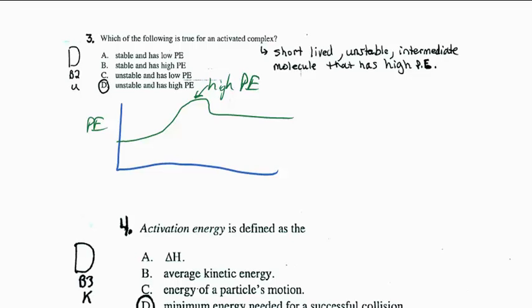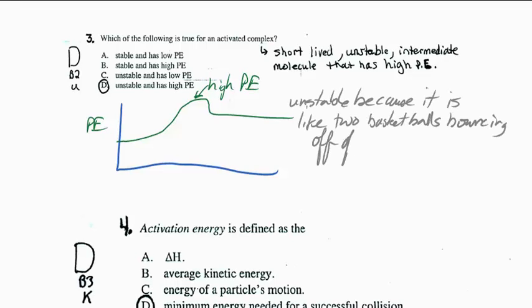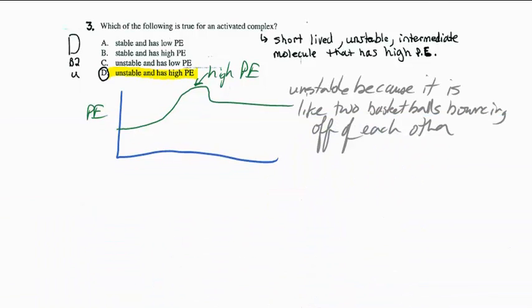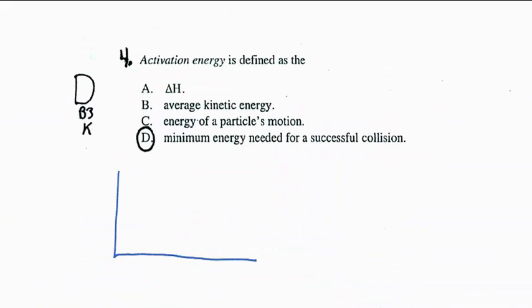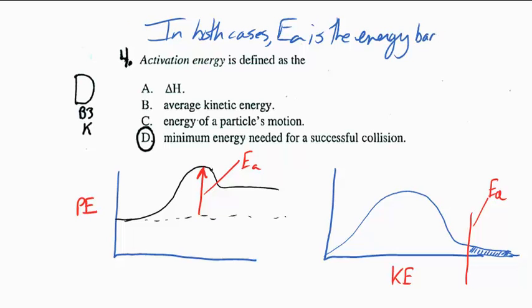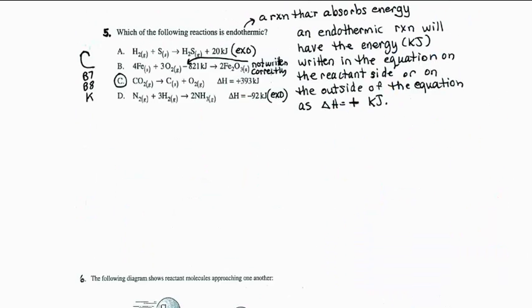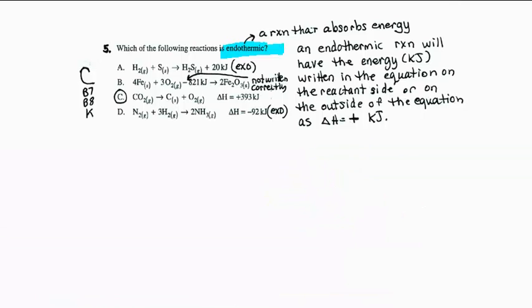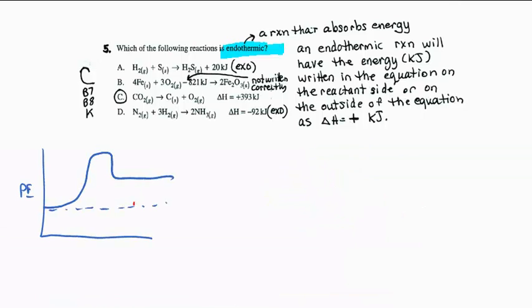Now, if we're looking at the activated complex, it appears at this point on the curve, high potential energy and very unstable because it's short-lived. The activation energy is the barrier to the reaction. It's always the difference between the reactants and the bump. Or on a kinetic energy diagram, it shows the split between the area to the right where particles have enough energy for a reaction, a successful collision.